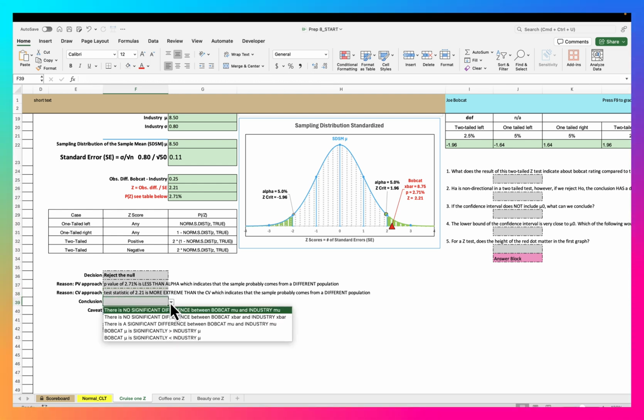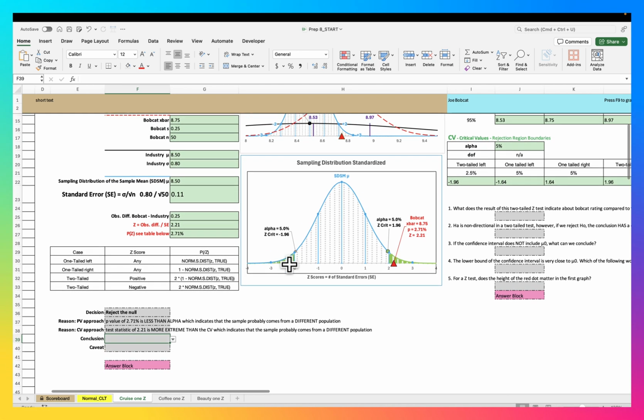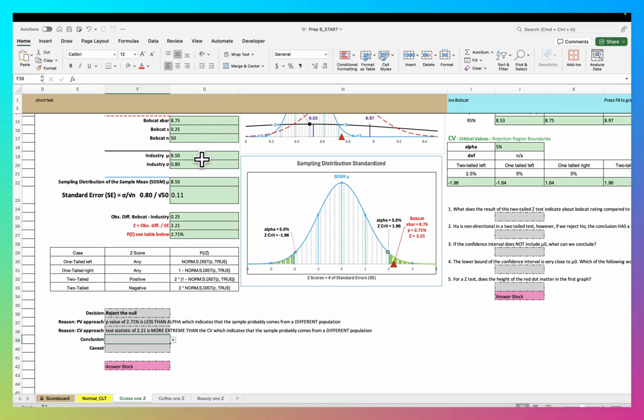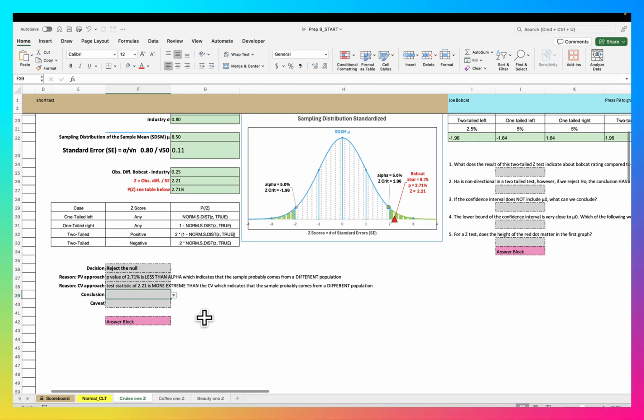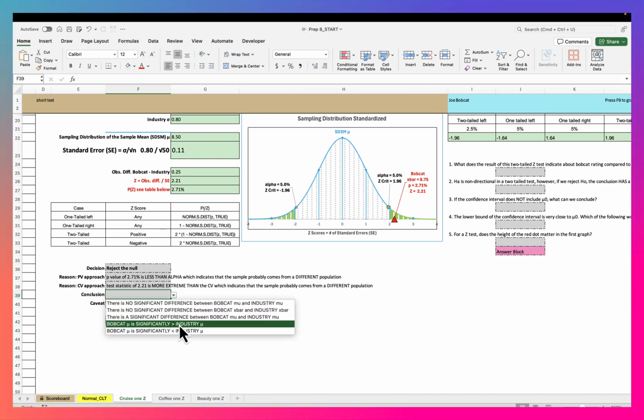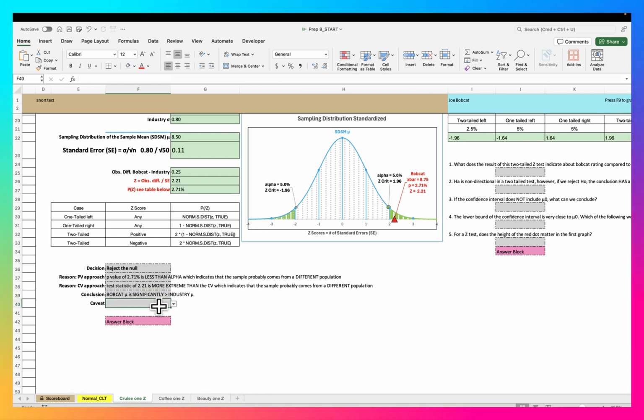Okay, so what is our conclusion? Our conclusion is that there is a significant difference. Remember, the alternative hypothesis was that there's a significant difference. But we actually know at this point more than that. We know that we're significantly different, and we also know the direction. We're at 8.75, and the industry average is 8.5. So we are better than the industry average, and we can state that conclusively now. So Bobcat mu is significantly greater than the industry average, which is good since this is satisfaction ratings. You want to be better than the industry average.